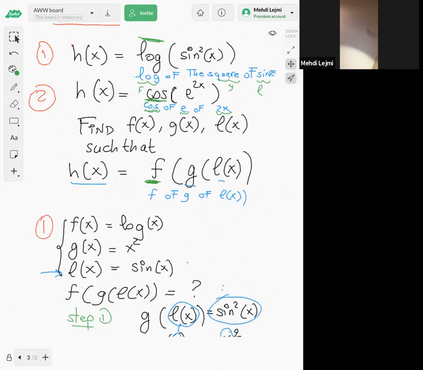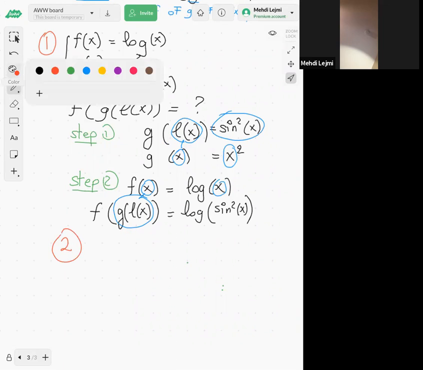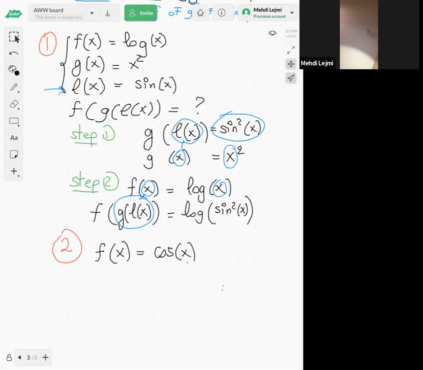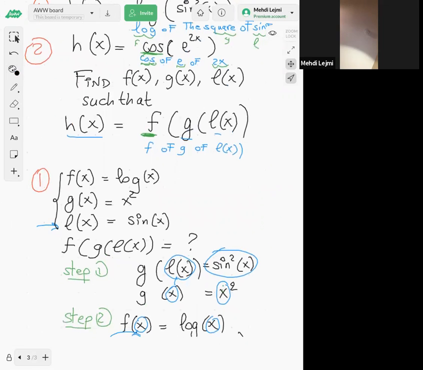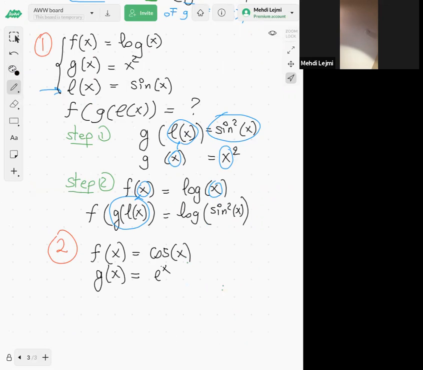So for number two, f is cosine, right? And then we said the second function, g, is the exponential. So g of x is exponential of x. And then finally, L of x is the 2x, right?